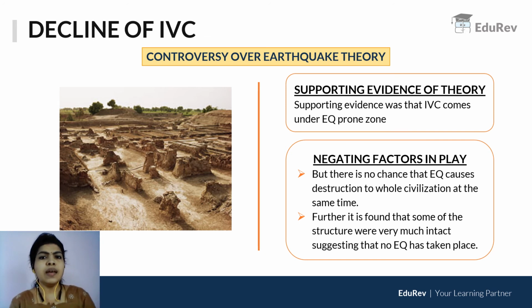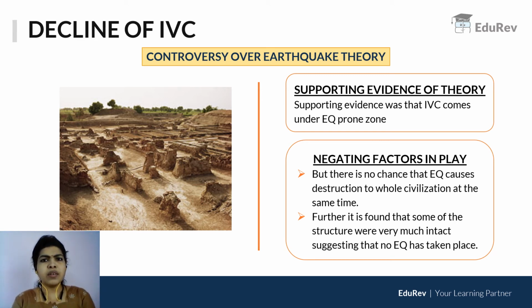The next theory is the earthquake theory. The first supporting evidence is that the entire IVC zone is an earthquake prone zone, say some people, whereas others say there is no chance that an earthquake could cause destruction to the whole civilization at the same point of time. This was not put by you and me, this has been properly guided by theorists. Some historians say this is the factor, some say it is probably not the factor because of such and such reasons.